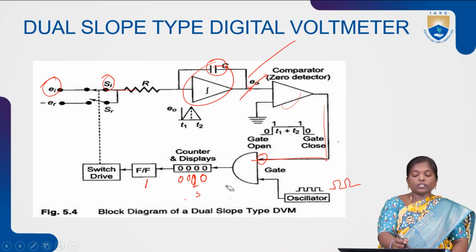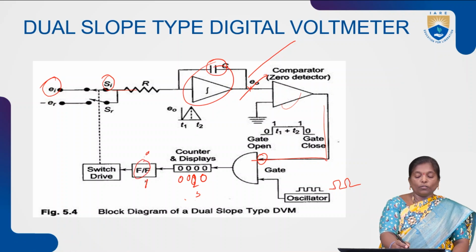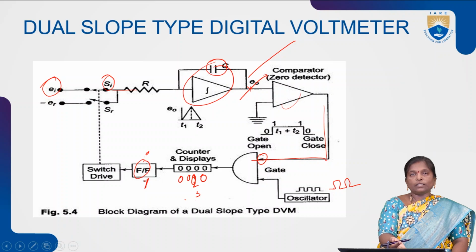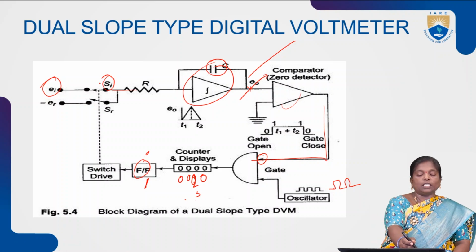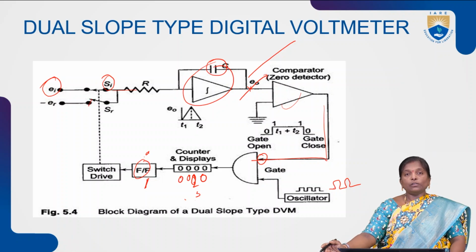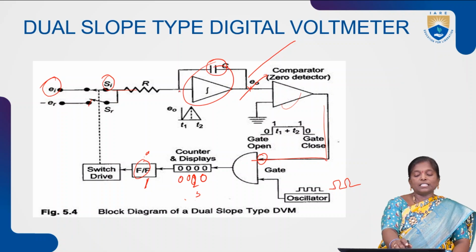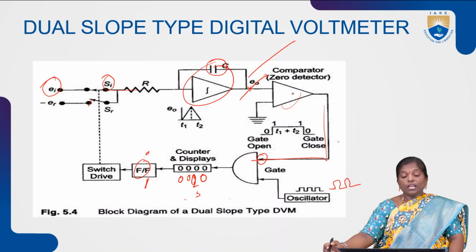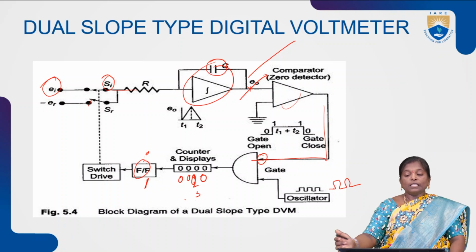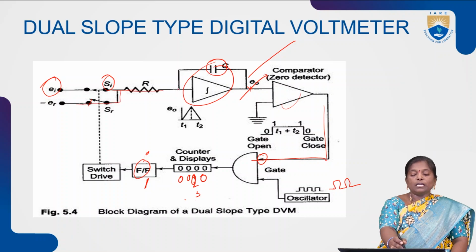Now the flip-flop state changes from 0 to 1. Whenever the flip-flop state changes from 0 to 1, it switches the drive from plus ER to minus ER. Now the input value changes from plus ER to minus ER. As the input changes to minus ER, we get the negative slope. With the negative slope, the capacitor starts discharging, and whenever the input voltage equals the ground, the gate stops and the oscillator stops sending clock pulses.